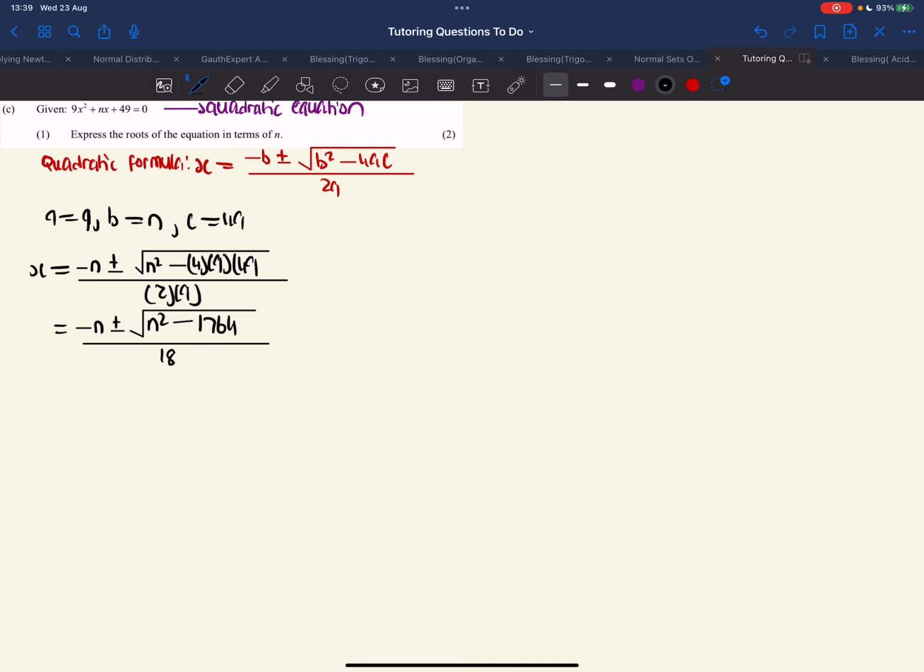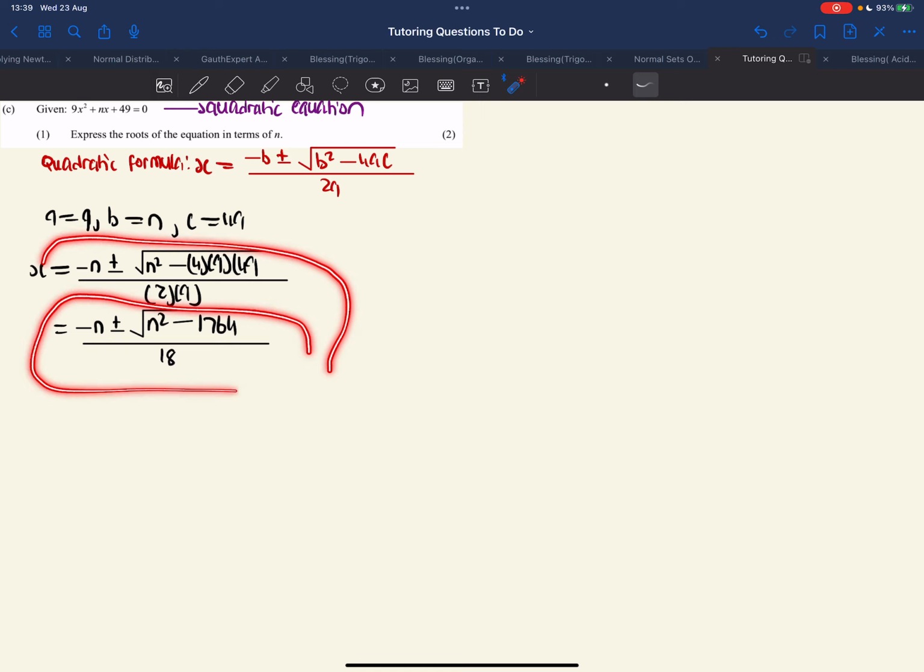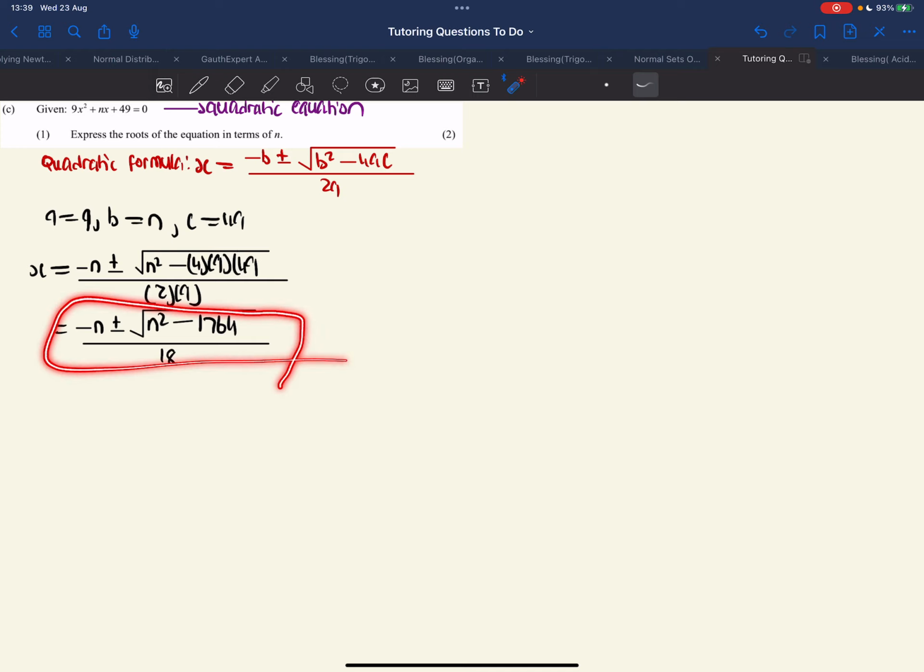Now the other stuff, you can separate them. You can say x equals minus n plus the square root of n squared minus 1764, over 18, or x equals minus n minus the square root of n squared minus 1764, over 18. But basically it's fine if we leave the answer just here. You don't have to separate it. You're going to get your full marks by just leaving the answer here. Okay.